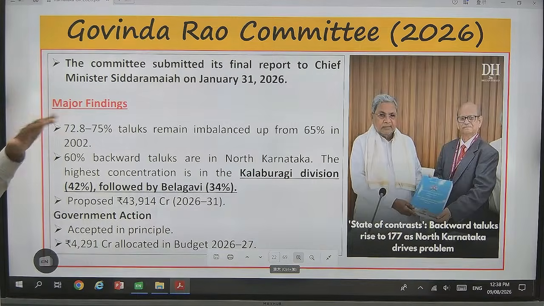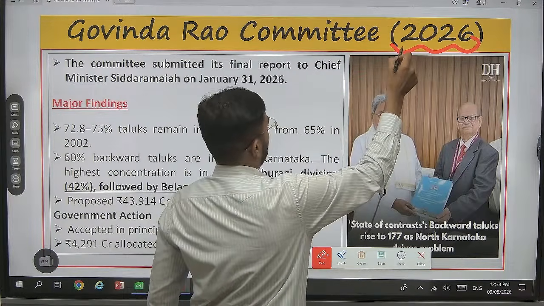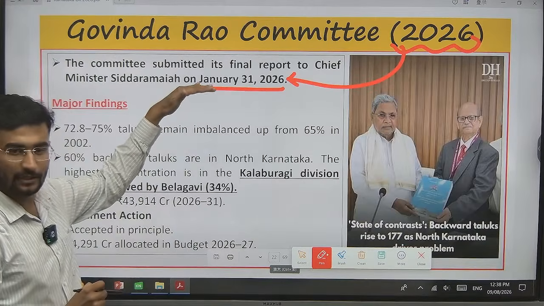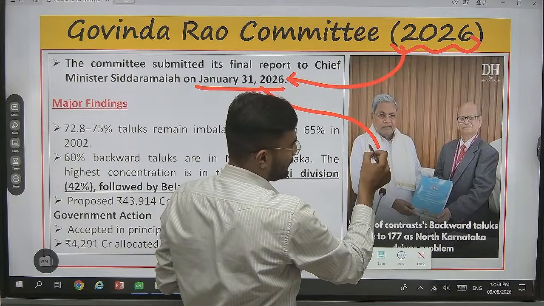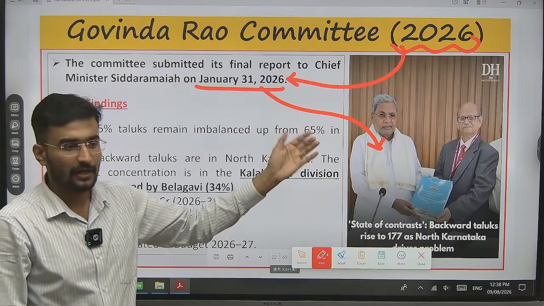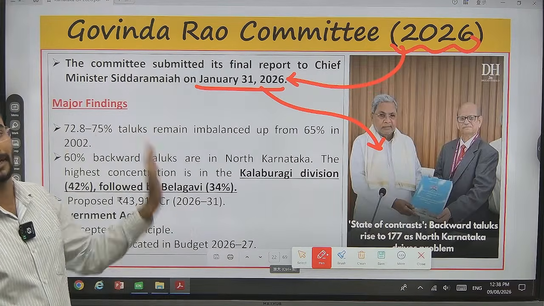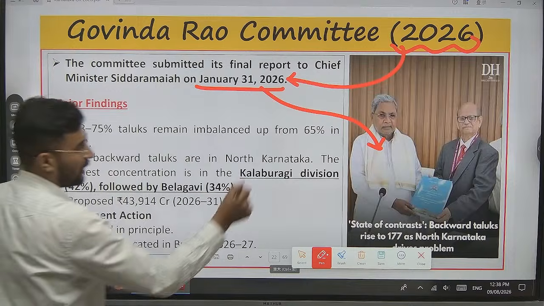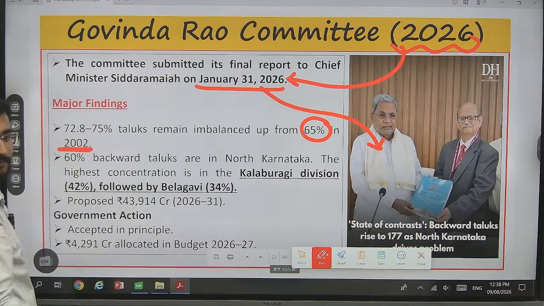Now, looking at the Govind Rao committee, they have given a report in which year? They have given a report, we call it, on January 31st, 2026. And this report has been submitted to whom? To Siddaramaiah, the then chief minister, CM Siddaramaiah. After that, what was the recommendation given by Govind Rao? First and foremost recommendation: 65% backwardness, 2002.